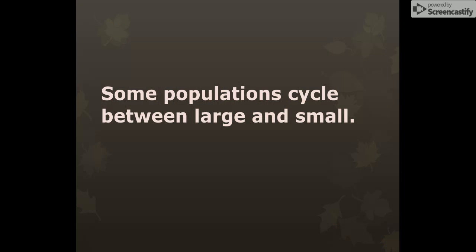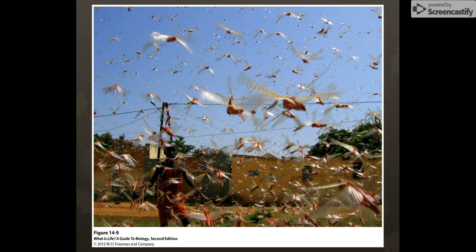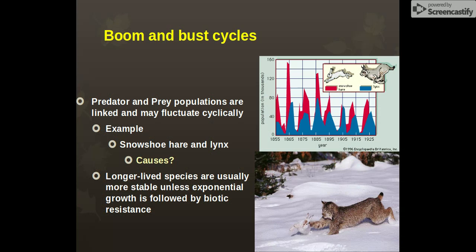Some populations will cycle between being large and then being small. Locusts are one, if you've ever heard of this. There are years where they just won't be a big deal. And then there are years where they will just explode in population and there will be millions of them and they'll devastate crops. And so we get these huge changes in population.